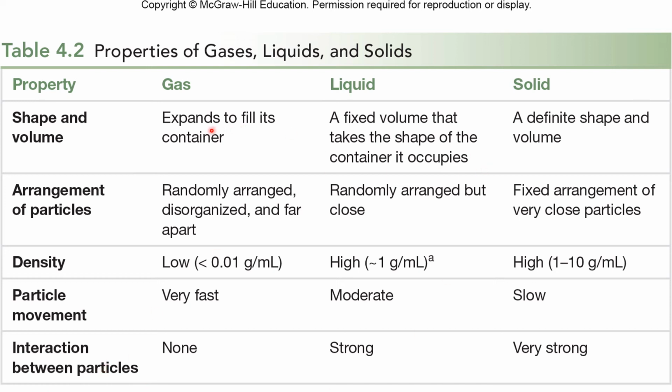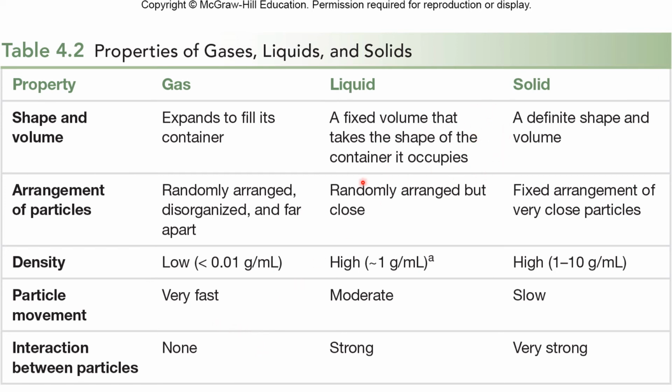Okay, so in a gas, it fills up a container. It is disorganized and random. The density is low. So if you remember, we talked about density before. That's grams per milliliter. This is low density. So there's not a lot of matter in a given volume. The particles move really fast and they don't really interact between each other. So they might bounce off each other, but they're not really attracted to one another, the particles.